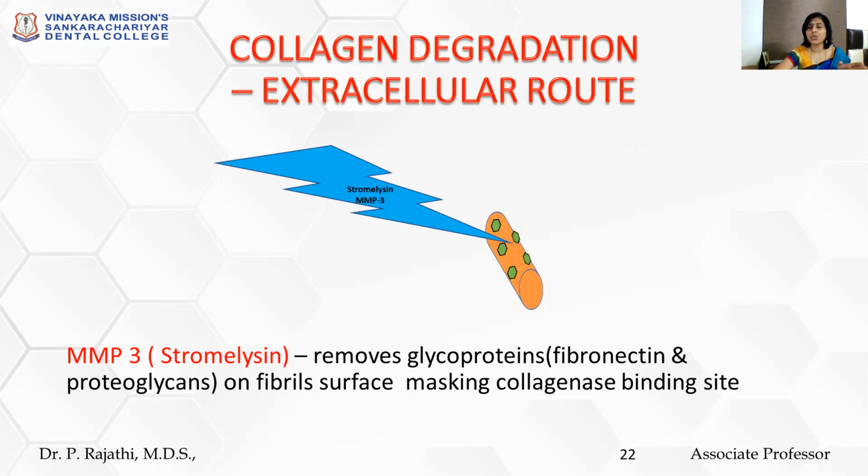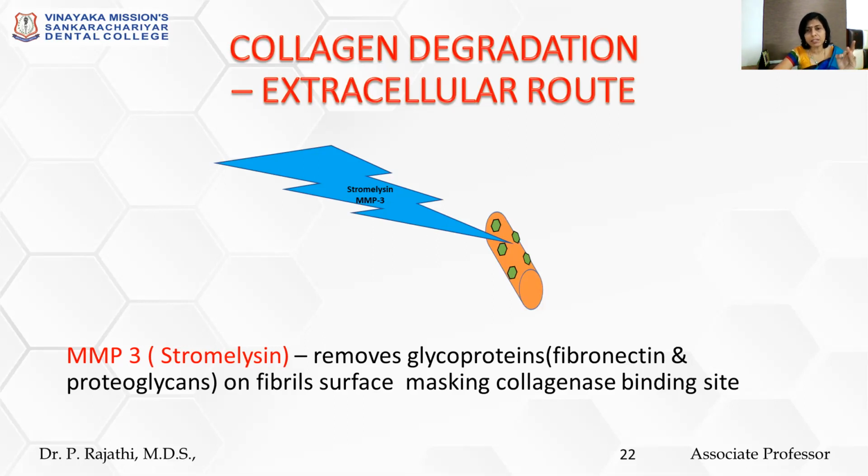MMP3, nothing but stromelysin, right? I have already said MMP1, 2, 3. MMP3 is stromelysin. Remember, stroma means connective tissue. Glycoprotein is the one that is going to mask this. Glycoprotein is connective tissue, right? Stroma, lysin. Lysin meaning destruction. That stroma is lysed, stromelysin. So the glycoprotein is removed by stromelysin, nothing but MMP3.